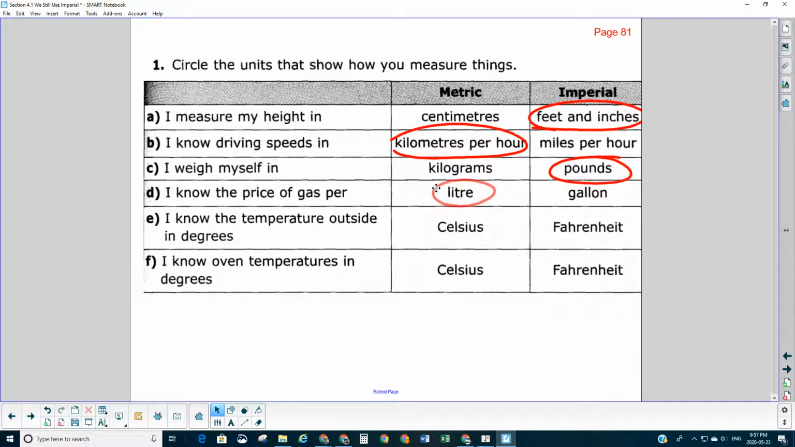Gas, however, is in liters. If you see that on the sign, it's $1.10 per liter. In the States, they would say per gallon. Temperature, when we're talking about the temperature outside, we talk in Celsius. Today was a lovely 22 Celsius. In the States, they talk Fahrenheit. However, ovens are in Fahrenheit because many of them are manufactured in the States, so we get used to that. So if you talk about warming your oven up to 400, you're talking about 400 Fahrenheit. Okay, so this is why we need to be comfortable with both metric and imperial measurements in our everyday lives.